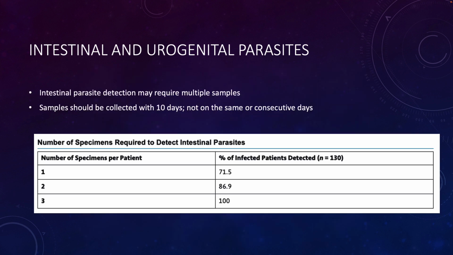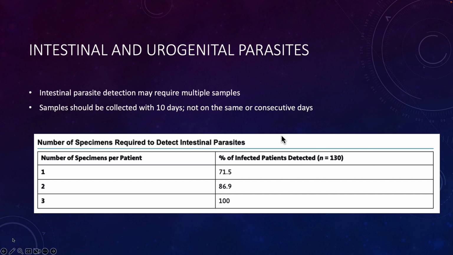When we're talking about trying to diagnose, especially intestinal parasites, it can be important to collect multiple samples. And the recommendation is that if you are collecting fecal or stool samples from a patient who you suspect has a parasitic infection, you should, over a 10-week period, have the patient provide at least 3 samples, but not from the same day and not from consecutive days.